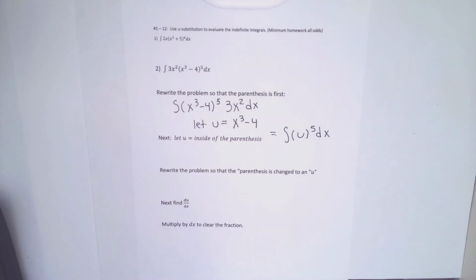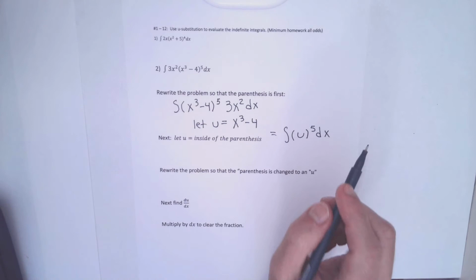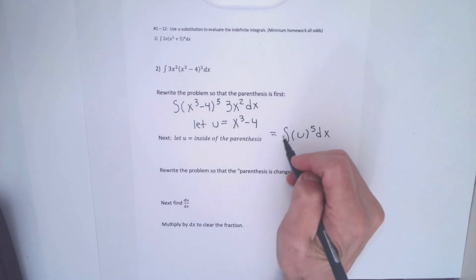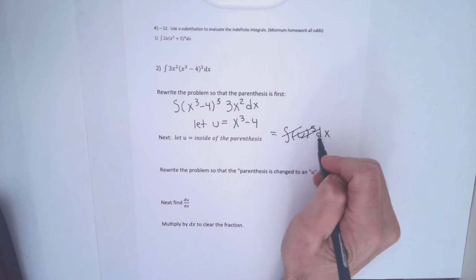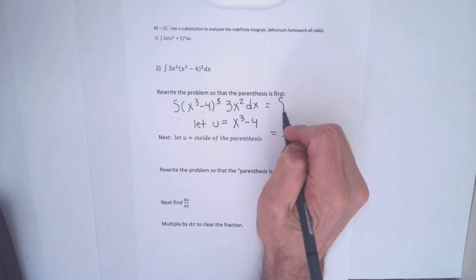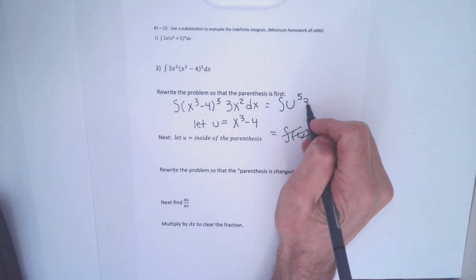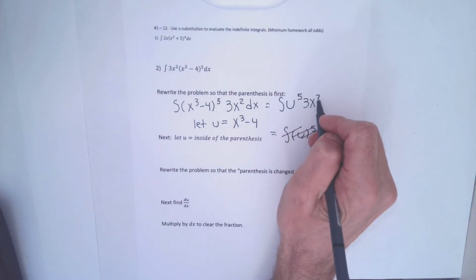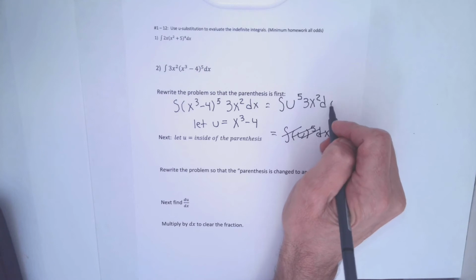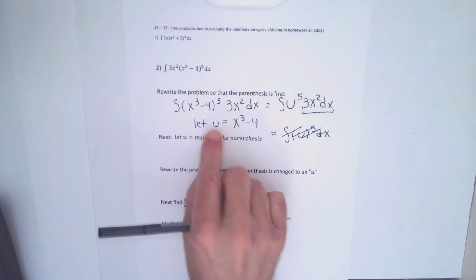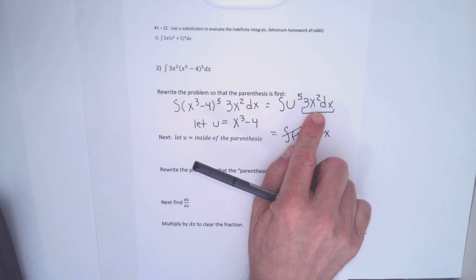So let me try to get rid of this. Whoa, I forgot the 3x squared. All of a sudden, this would be no good. So this should be the integral, with or without the parentheses, of u to the 5th, and then 3x squared dx. This is what I need to get rid of. I need to use this u and its derivative to get rid of that. How do I do it?